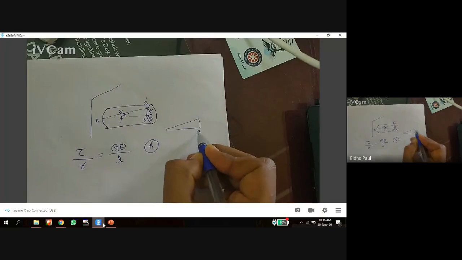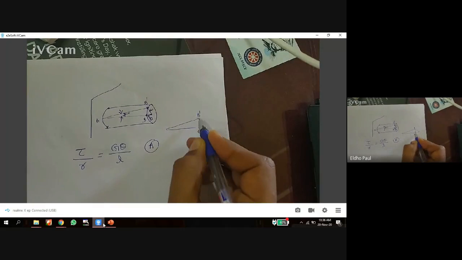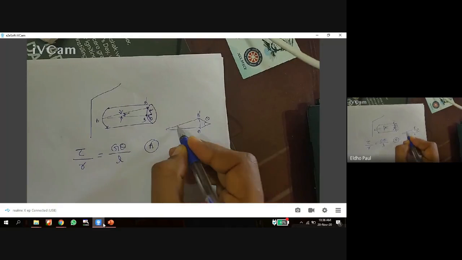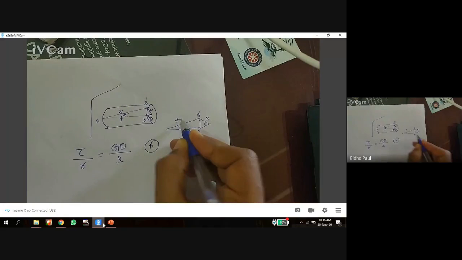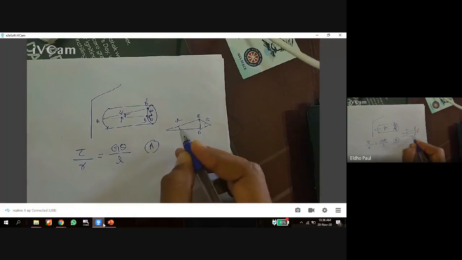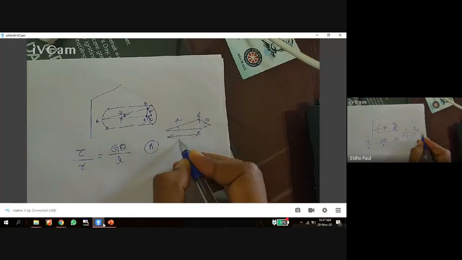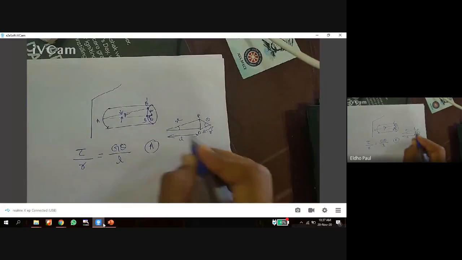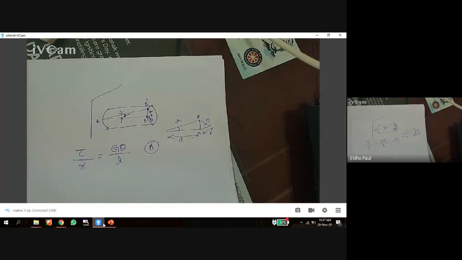Here we have an r, b dash, and this angle is theta. This angle is shear strain gamma. So the arc length is equal to r theta. Here it is L, and this is r. From this diagram, we derive this relationship tau by r equal to G theta by L.